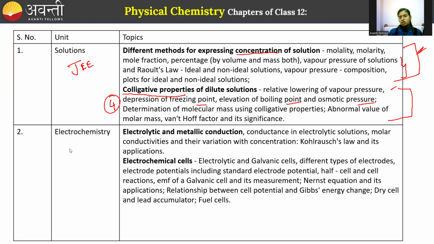Here we will talk about many laws, Kohlrausch law, and some other laws are also discussed here. Nernst equation, Gibbs energy, Faraday's law, and we'll study the Daniell cell, electrolytic cell, and electrochemical cell. We'll discuss formulas from electrochemistry. Got it? Next, from electrochemistry also, you'll get questions.